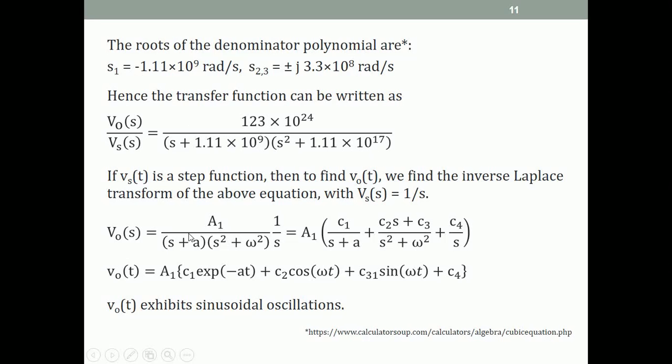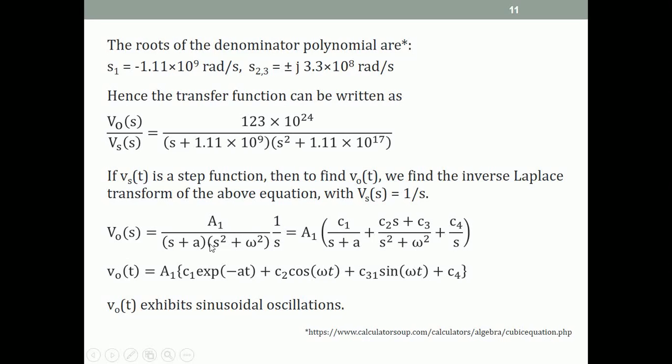So this is of the form s plus a and s squared plus omega squared. Now if we apply a step function to the input and find the transient, the closed loop is a1 divided by s plus a, s squared plus omega squared, into the unit step, which is 1 by s, and then we want to find the transient in time domain, so we do partial fractions.